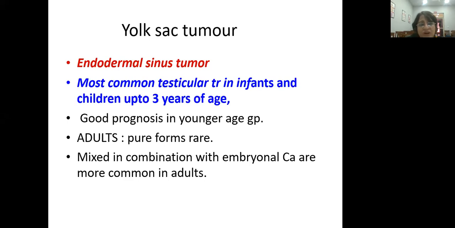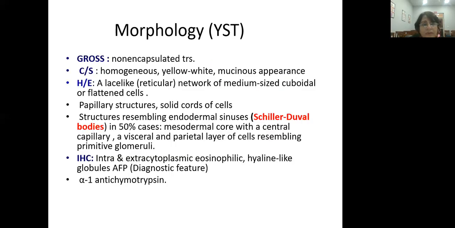Whereas a yolk sac tumor, if it occurs in adults, pure forms are going to be rare. So mixed forms in combination with embryonal carcinoma are more common in adults.